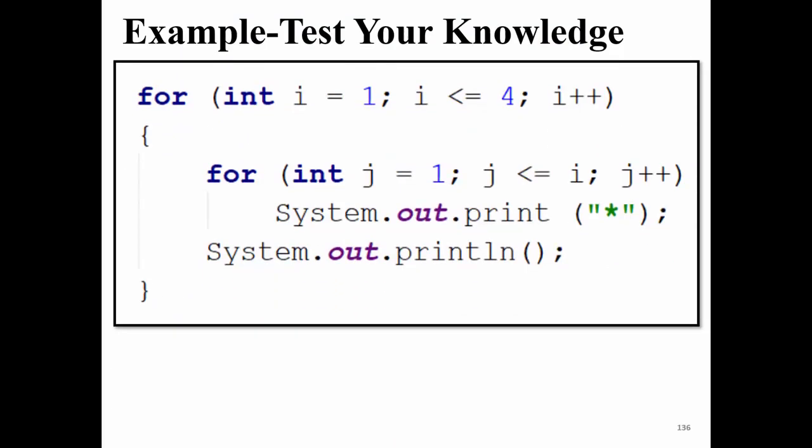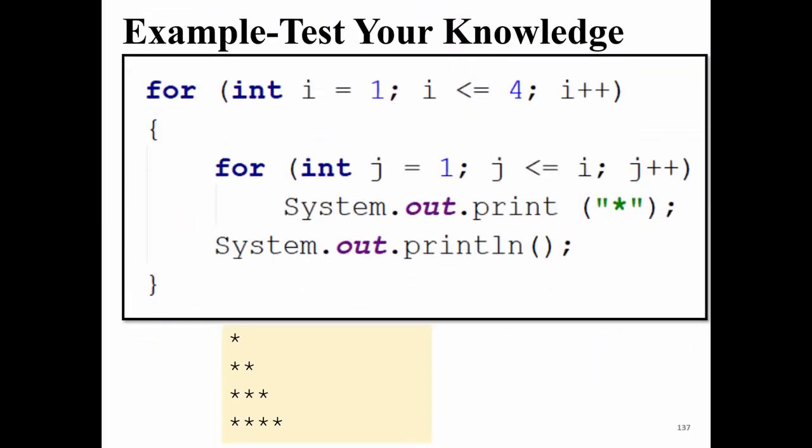What about this loop? I started from 1. How many times are we going to print the star? So this will print, because the inner loop is counted by j less than or equal to i.